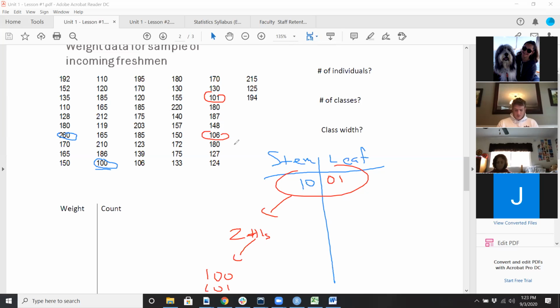$106. Yep. So I'm going to put a 6 here. So now this is representing 3 numbers, this first row: 100, 101, and 106.